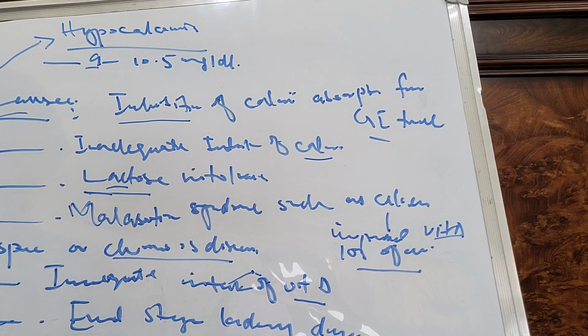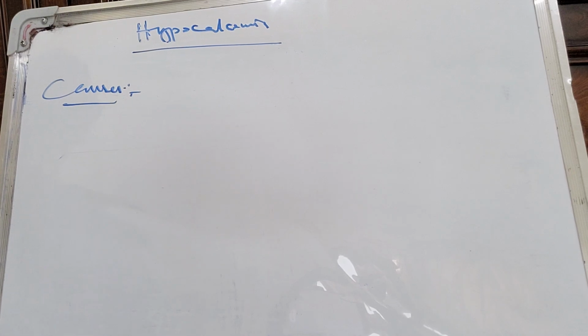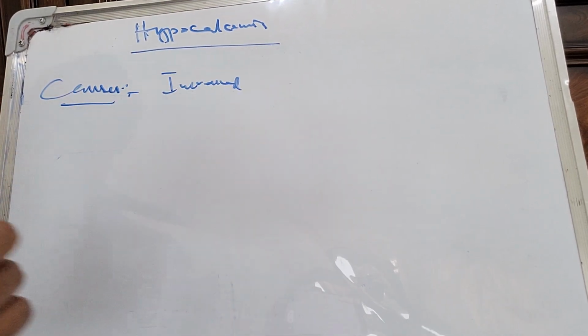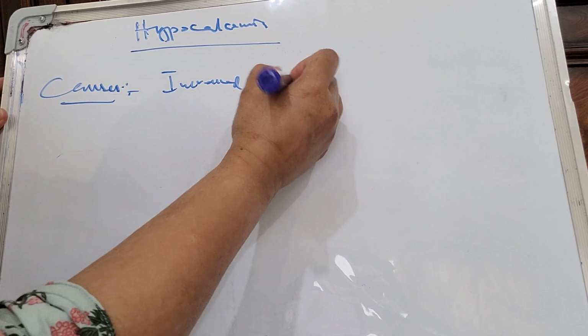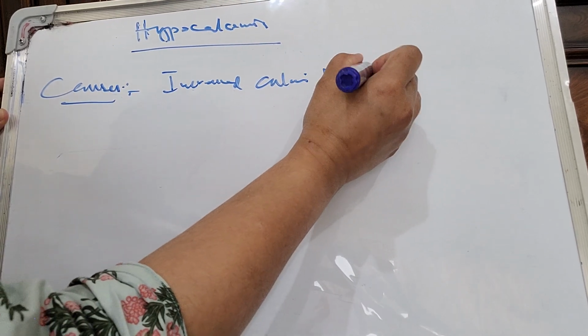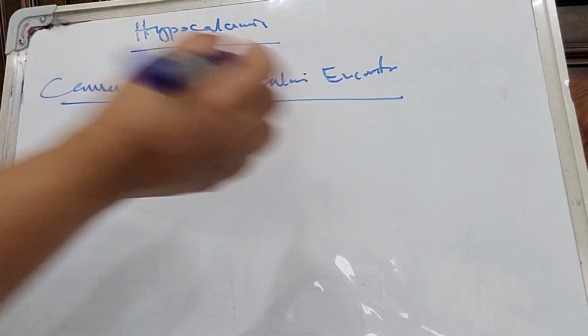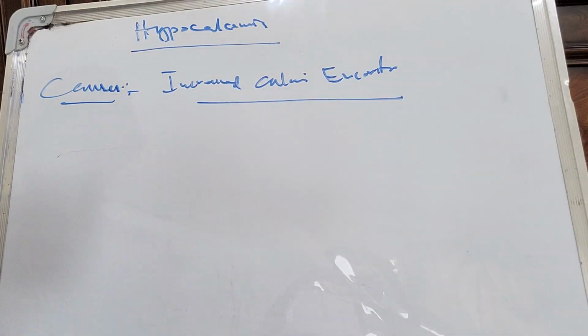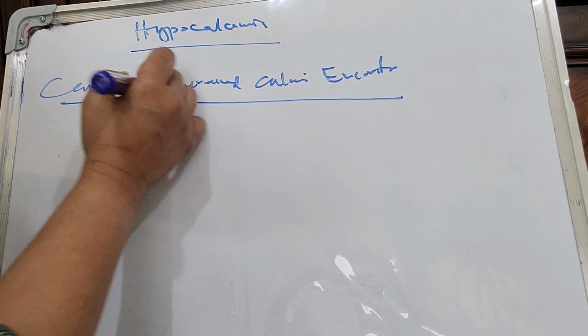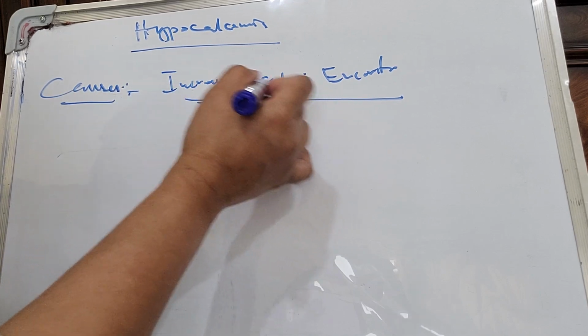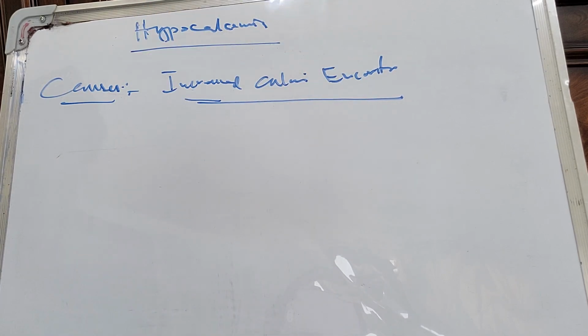Now the next cause is increased calcium excretion. The second main cause is increased calcium excretion. It means the calcium is going out from the body. Excretion is out from the body. So which causes can create this problem, increased calcium excretion?